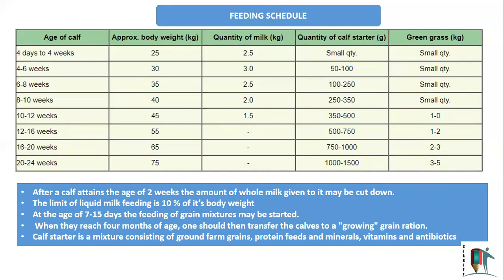At the age of 7 to 15 days, the feeding of grain mixture may be started. So they can ask this type of question. After how many days the grain mixture feeding should be started? So like that, you need to remember. Calf starter क्या होता है? What is this calf starter? Calf starter is a mixture of your ground farm grains, proteins, feeds, all these things.